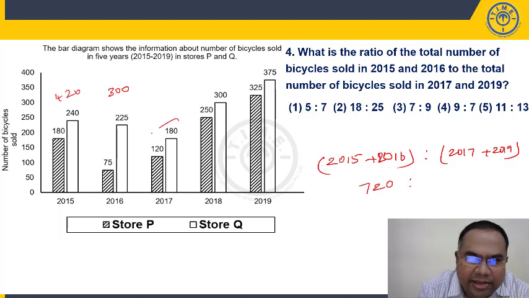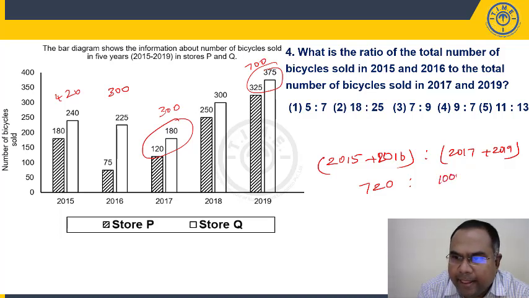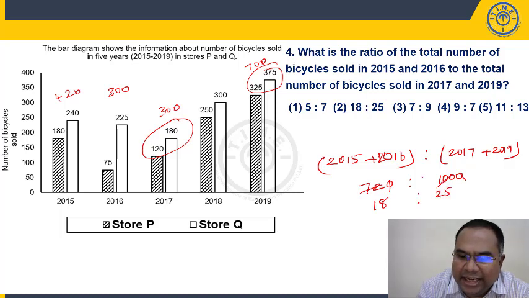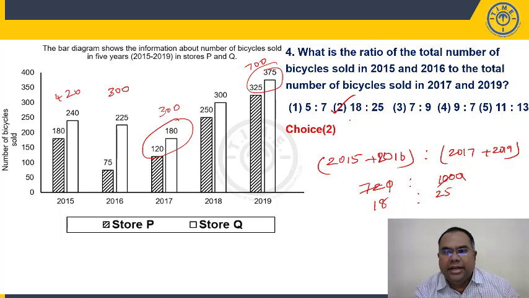17 and 19. 17 is how much? 300. 19 is how much? 700. 300 plus 700, 1000. So 0 will get cancelled. 4 18s, 425. So ratio is 18 is to 25, present in choice 2.